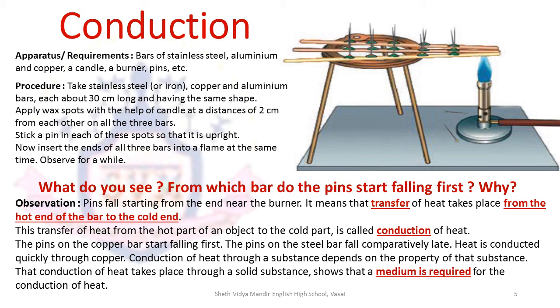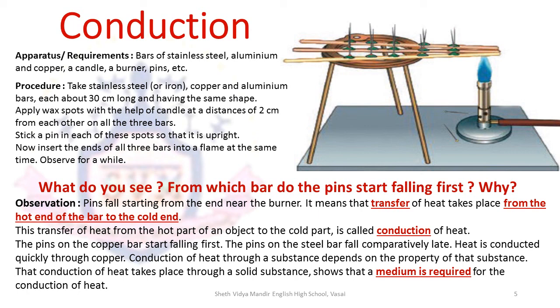Then leave some empty space, wherein there is no wax or pin, towards the end of the three bars. Bring them close together and put them under a burner. And notice for a while what happens. What you will observe is that the pins that are closer to the burner, the pins that have the least distance from the burner, will start melting sooner.